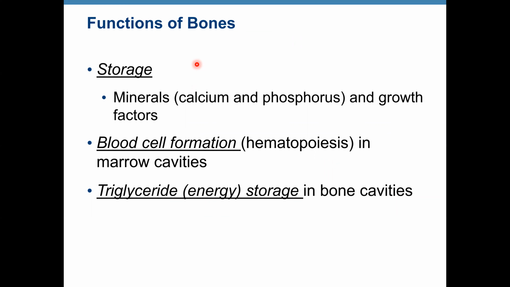Blood cell formation. Blood cell formation is called hematopoiesis. And in the marrow cavities, in red bone marrow cavities, blood cells are formed, both red blood cells and white blood cells. And bones also store triglyceride, that is simple fat, as a source of energy. And it's stored in bone cavities. We call those cavities yellow marrow bone cavities.